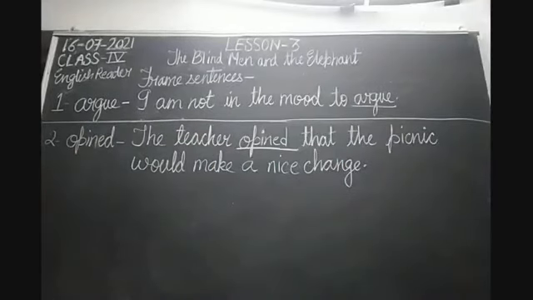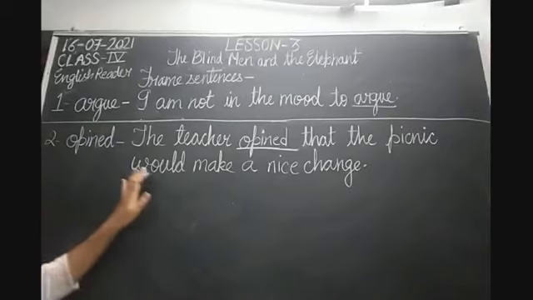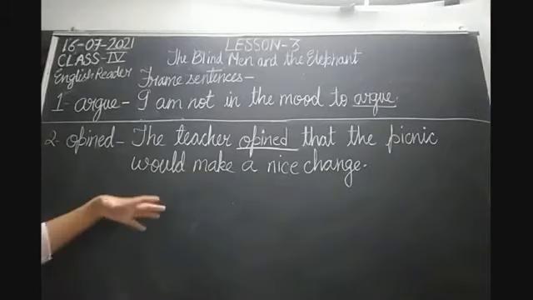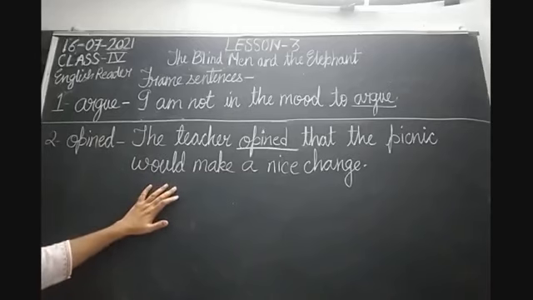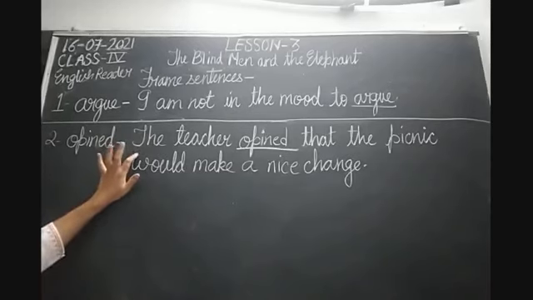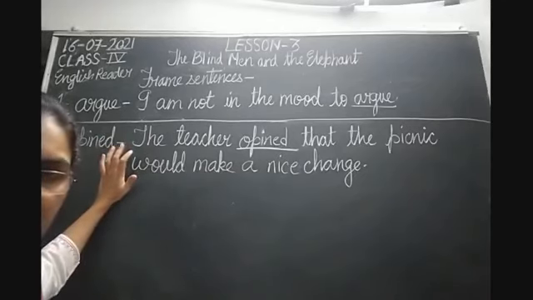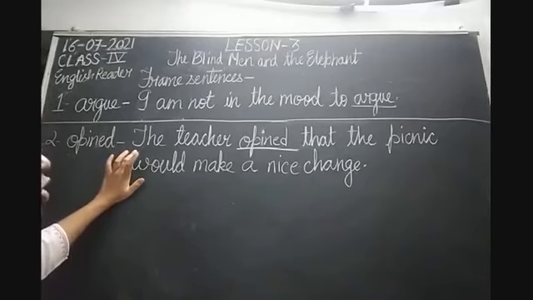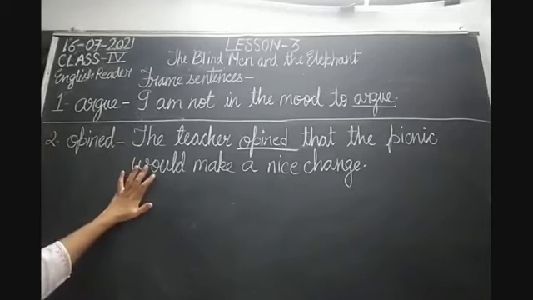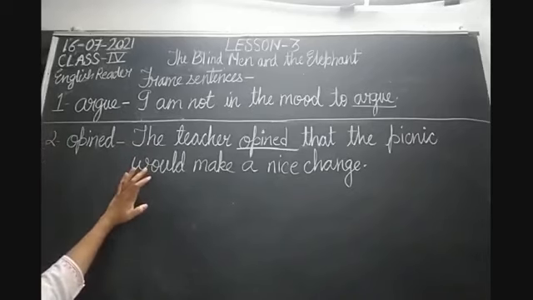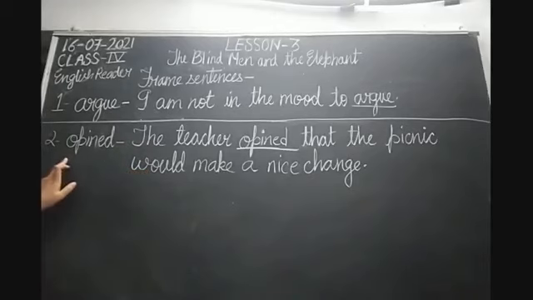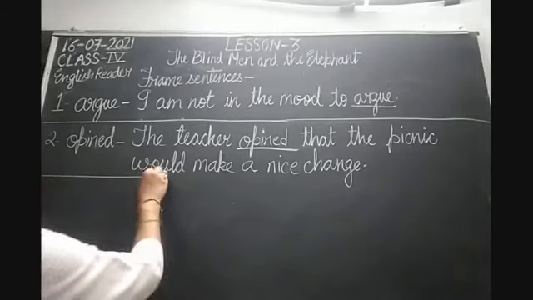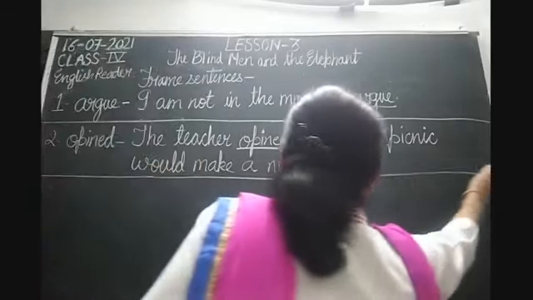Fine. The word is opine, and opine means give an opinion. Apni rai dena. Apni kisi ko kisi cheez pe salha dena. Theek hai? And teacher ki kya rai thi? Hai na? Because roj padte padte bahut bacche monotonous feel karte hain. So the teacher opined that the picnic would make a nice change. Ki bachcho ko agar picnic pe le jaya jaye, to that would be a good change for them. So the word is opine, which means to give opinion, and the sentence, the teacher opined that the picnic would make a nice change.